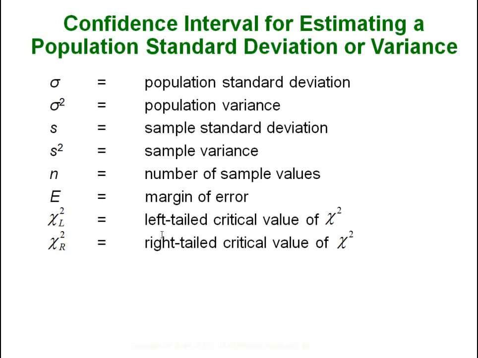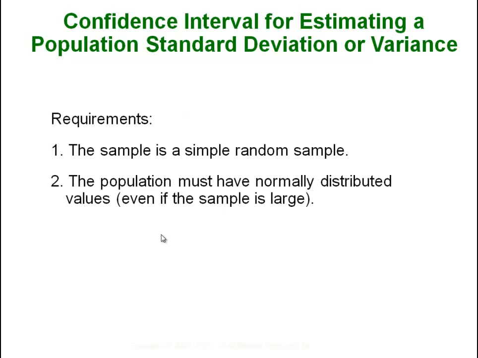We've talked about all these, you know what all these symbols mean. In order to do this, we still have to have that simple random sample, but here now, instead of worrying about sample sizes, we just have to have that the population has to be normally distributed. So that's a very strict requirement.